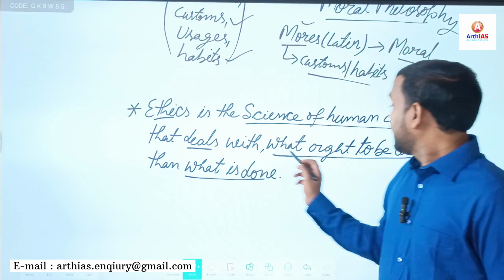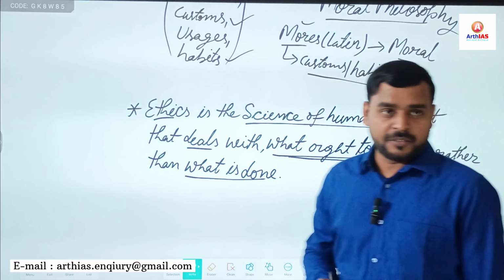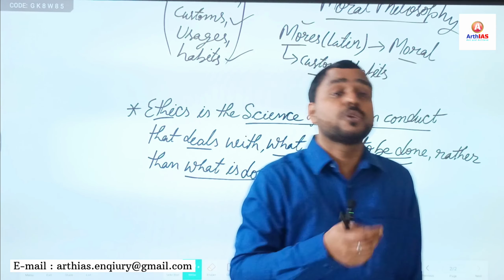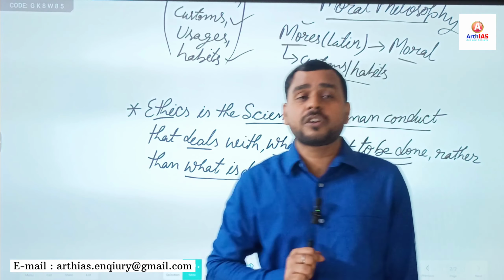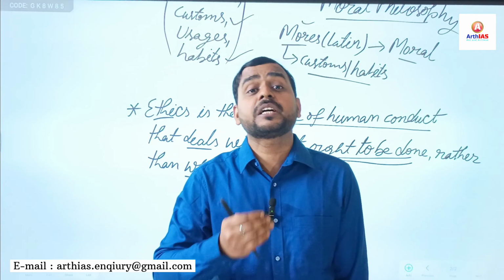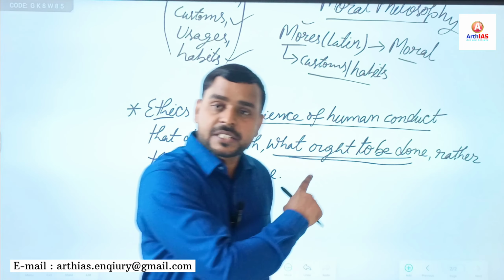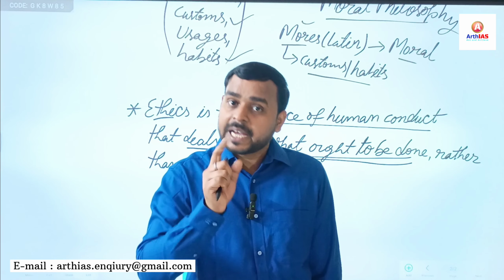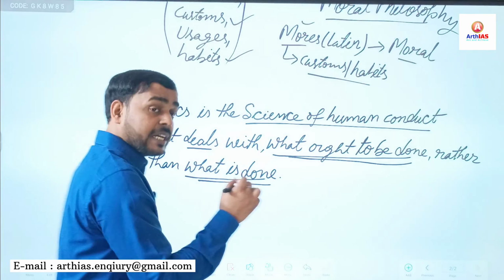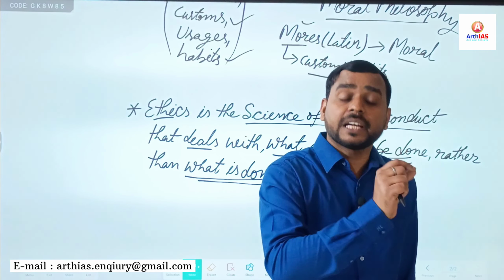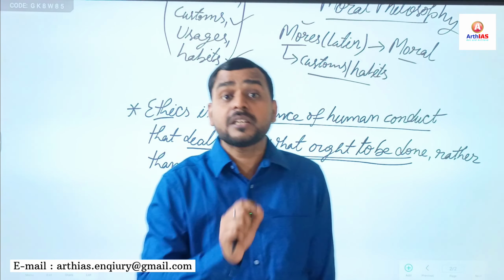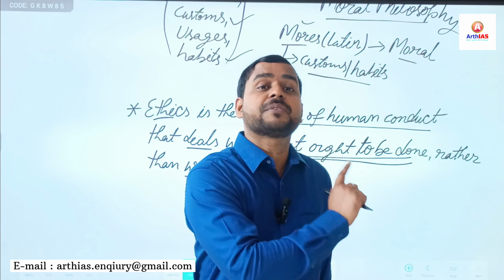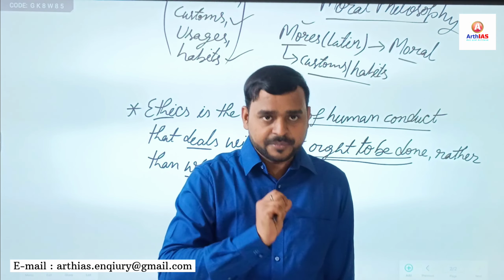For example, as I said, it deals with what ought to be done. When we think, what should we do? Right? What should we do? Whether it is right or wrong, we apply our logic, we apply our reason. In that sense, ethics is science. Science of what? Science of human conduct, rather than what is done. So the focus of ethics is not what is done, but what should be done, what ought to be done. That is the simple definition of ethics, right?